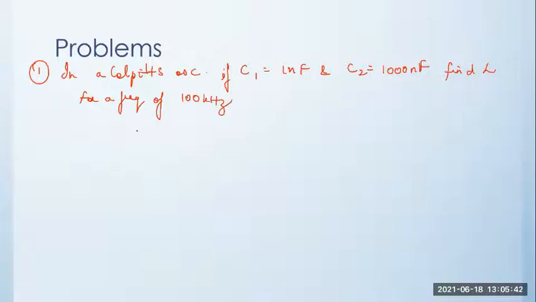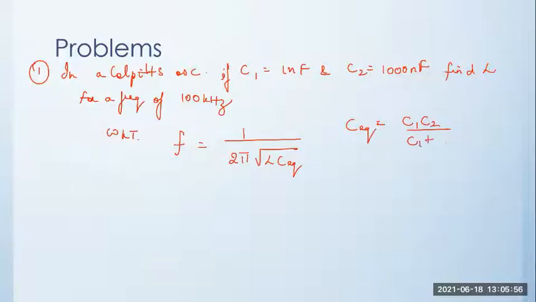We know that F is given as 1 by 2 pi root L into C equivalent. C equivalent is given as C1 C2 by C1 plus C2. You substitute the values of C1 and C2 here. You will get C equivalent. Then you should find L.